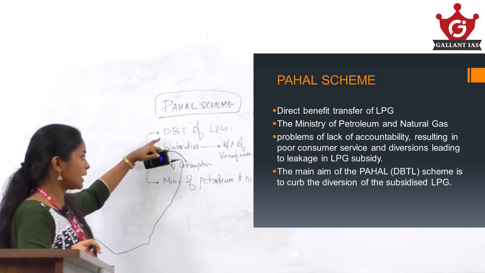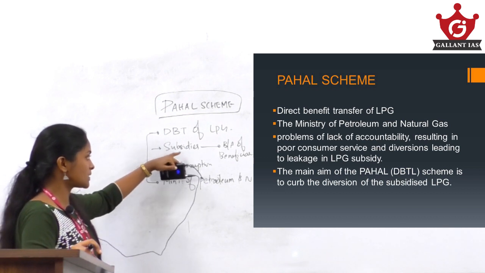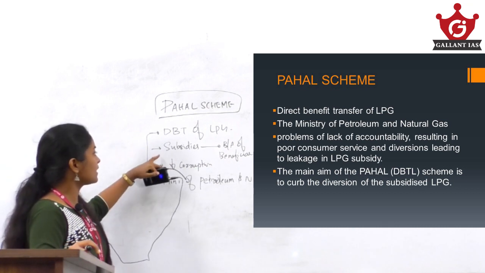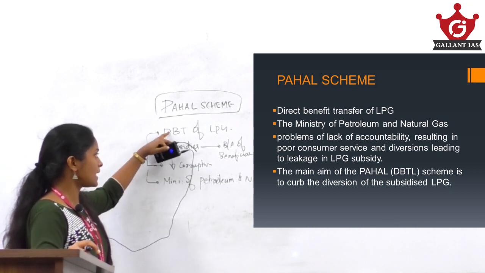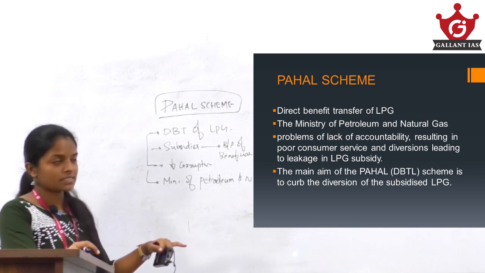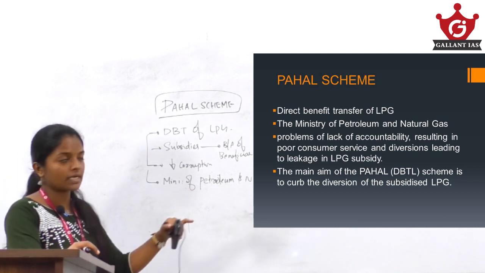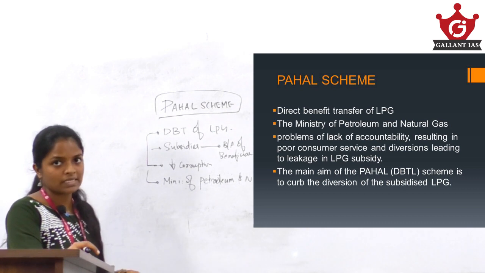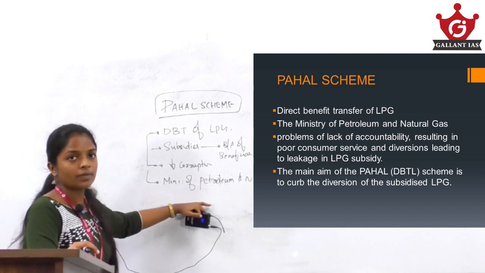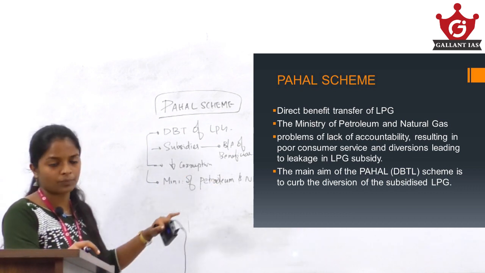Through this direct benefit transfer scheme, subsidies are directly transferred to the bank account of beneficiaries, and we can reduce corruption. There are some issues related to LPG subsidy like lack of accountability, poor consumer services, diversion of subsidies. So in order to solve these problems, the Ministry of Petroleum and Natural Gas introduced this Pahal scheme.